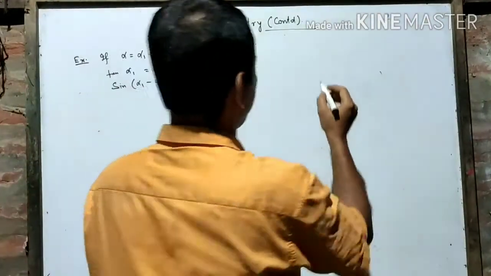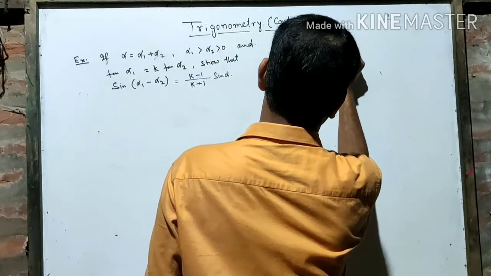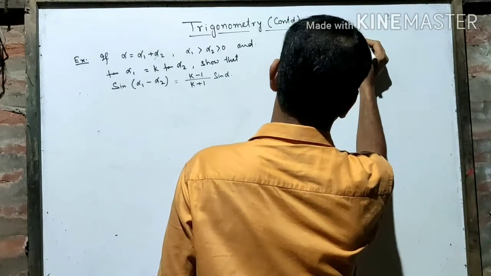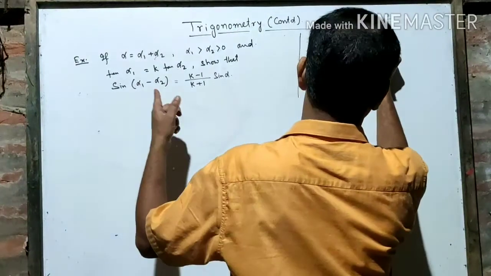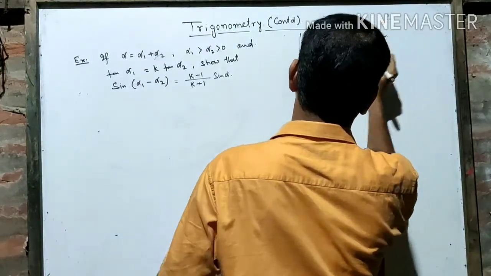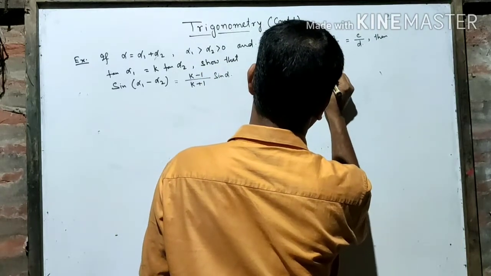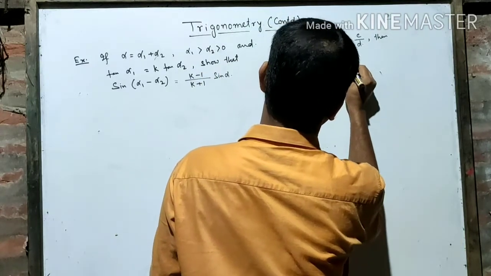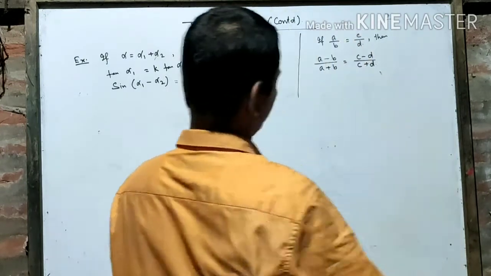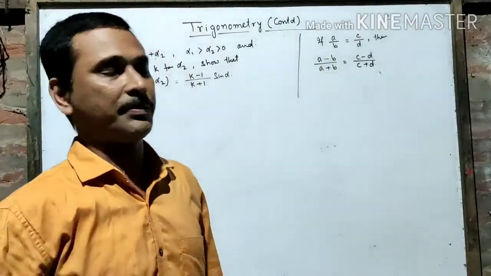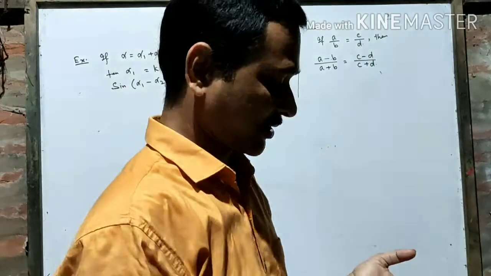There is a formula in ratio proportion. Let me write it here. If A by B is equal to C by D, then we will use this formula here: A minus B by A plus B is equal to C minus D by C plus D. If A by B is equal to C by D, then A minus B by A plus B is equal to C minus D by C plus D.